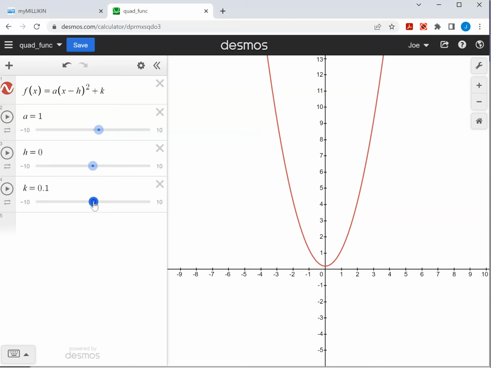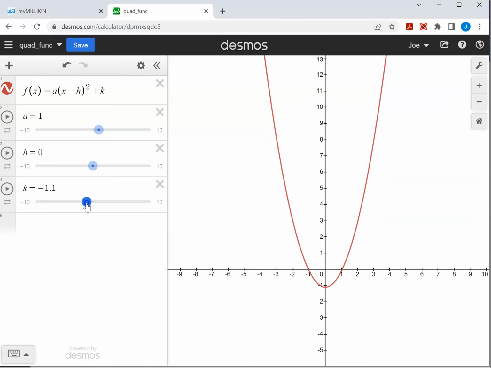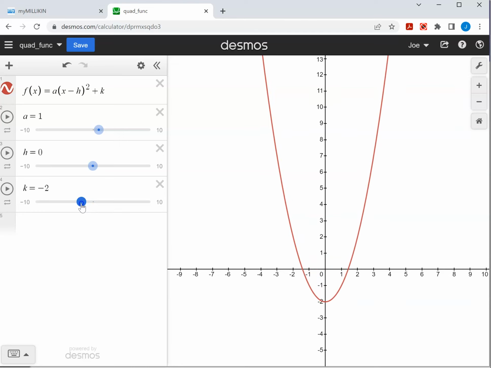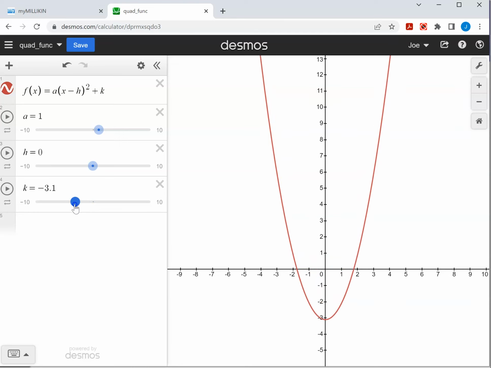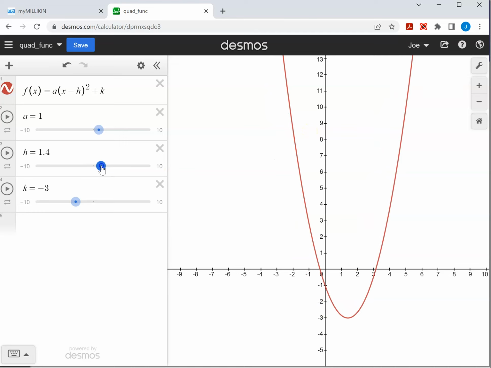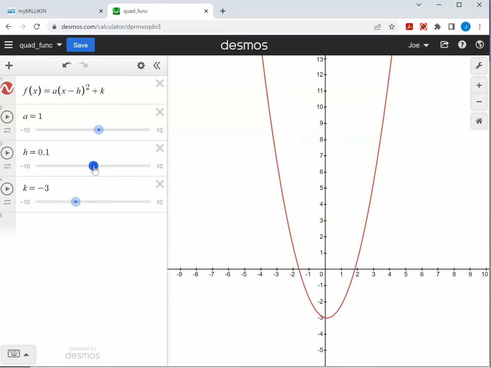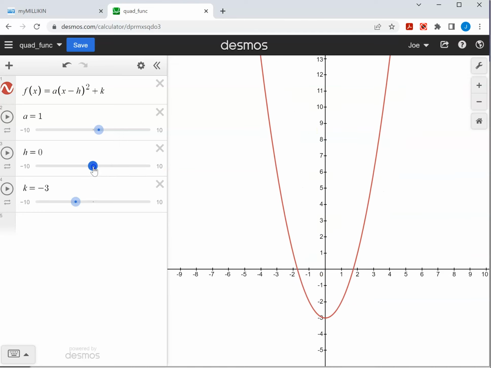Now we go the other way. We know if we subtract, 1 unit down, 2 units down, 3 units down. So as we subtract k's here, it's going down. As we add k's, it goes up. Okay. So notice it seems a little bit backward, right? Because this would really be subtracting h's. It's going to the right, going in the positive direction. Okay. Be careful with that.